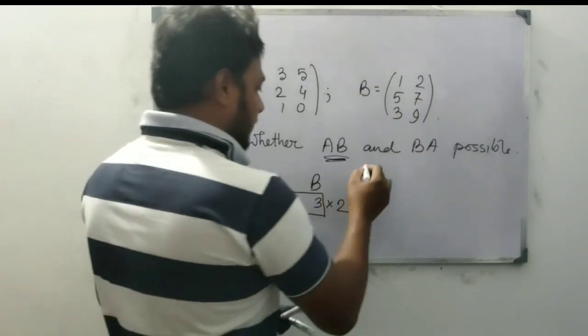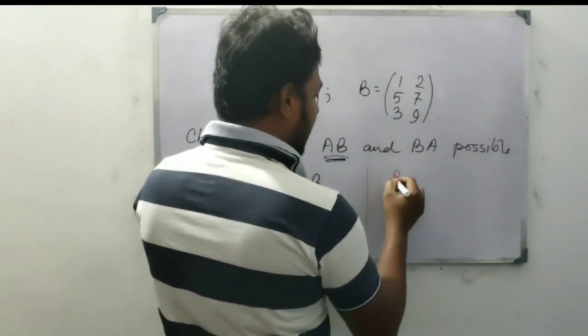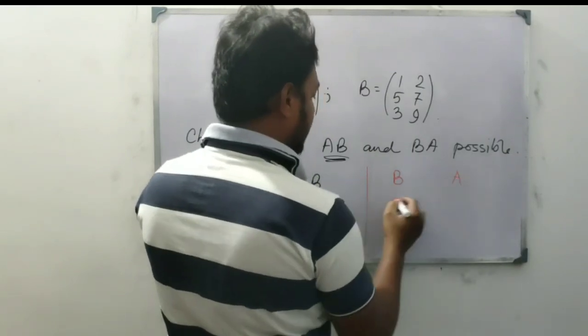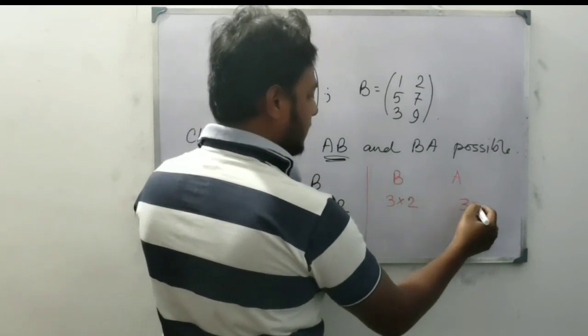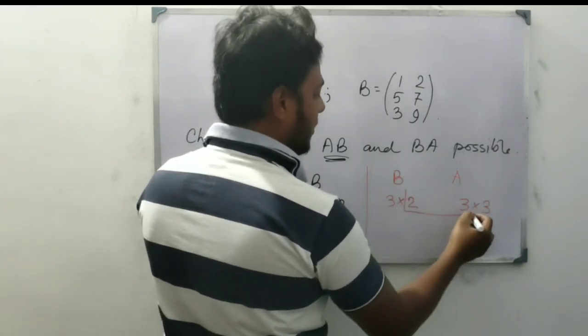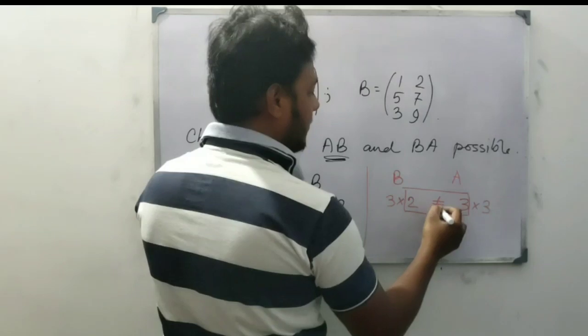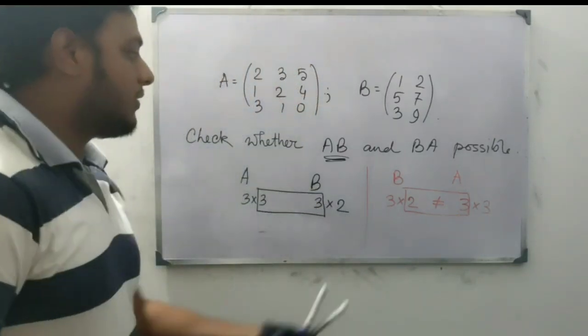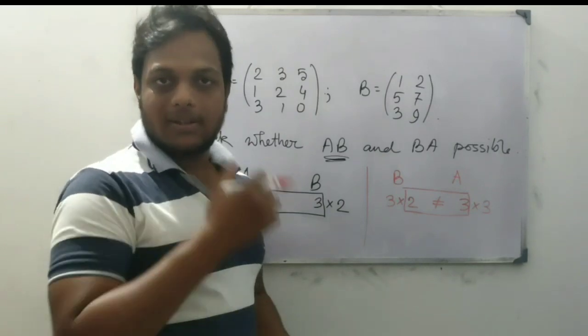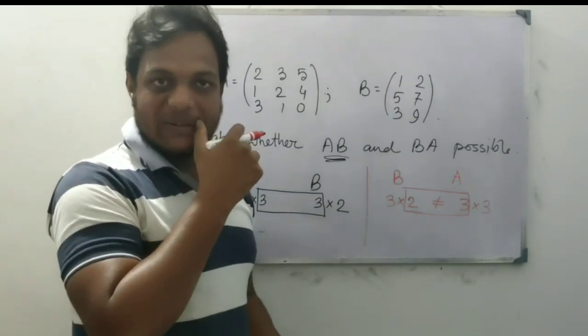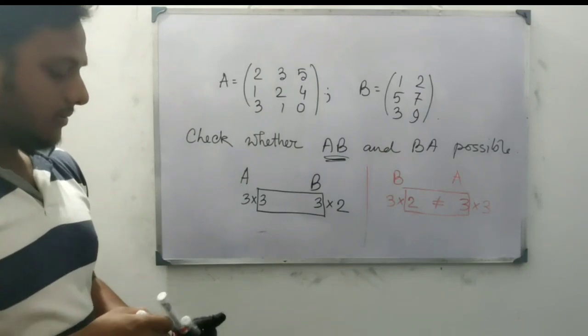Now for BA, we have to write B first, after that A. So B is of order 3 cross 2 and A is of order 3 cross 3. Now check, these two numbers are not equal, 2 and 3. So we can say that BA is not possible here. Understood? So this is the concept.